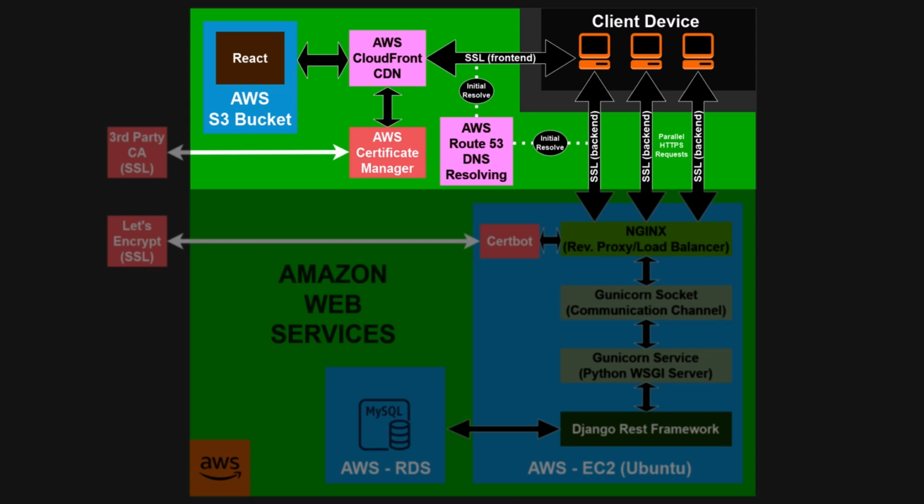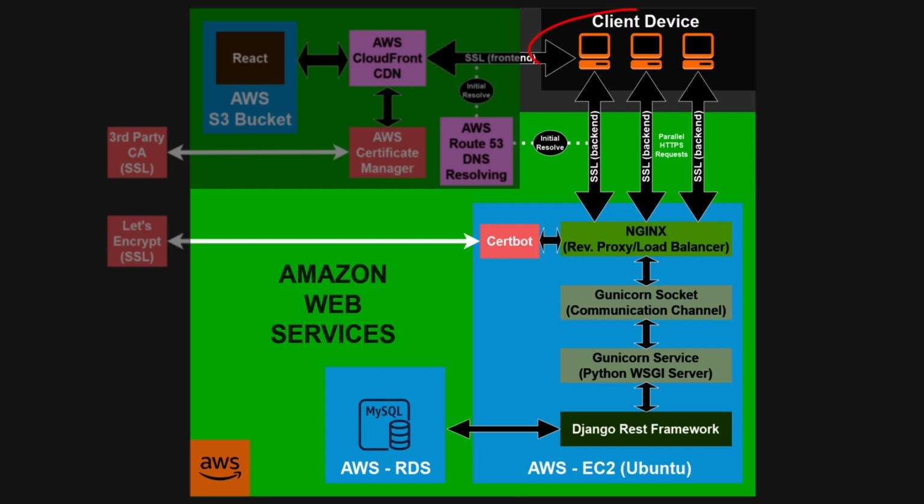Now let's discuss the backend architecture. The client makes HTTPS requests to the application's backend subdomain. Route 53 routes backend subdomain requests to the EC2 instance via its Elastic IP. Nginx, our reverse proxy server, acts as the first point of contact for client requests. It handles HTTPS termination with Let's Encrypt SSL, which is managed by Certbot. It handles load balancing, handles caching, and forwards requests to Gunicorn.